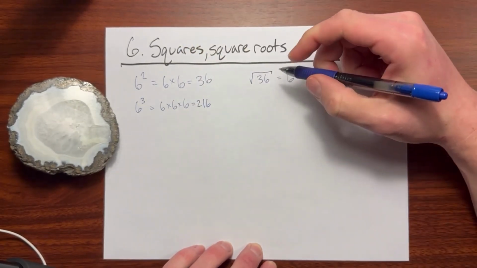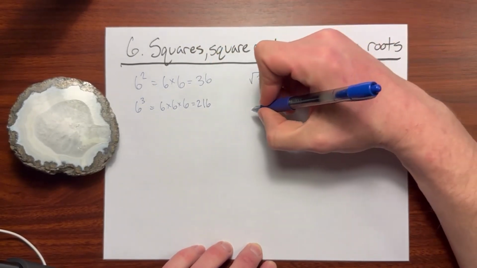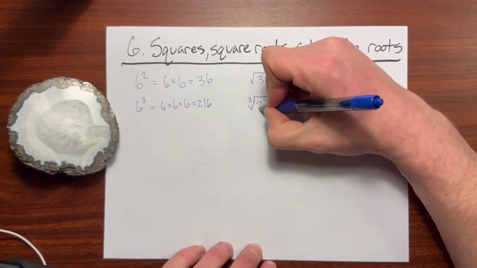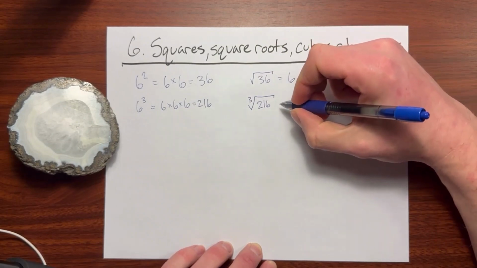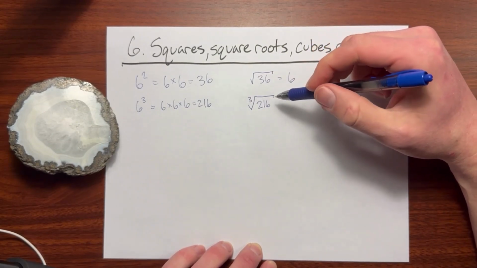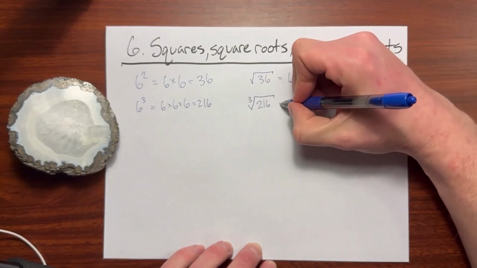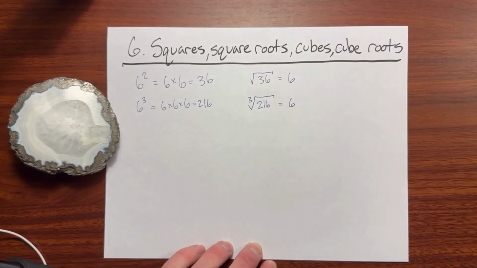Yeah, 216. And then following the same pattern, a cubed root, which will have a little 3 out there because of that. The cubed root of 216 is going to be what multiplied by itself 3 times equals 216. And we obviously know here it's going to be 6.